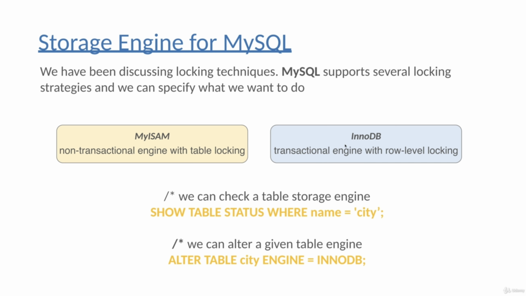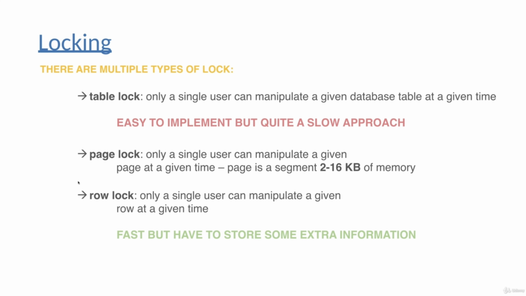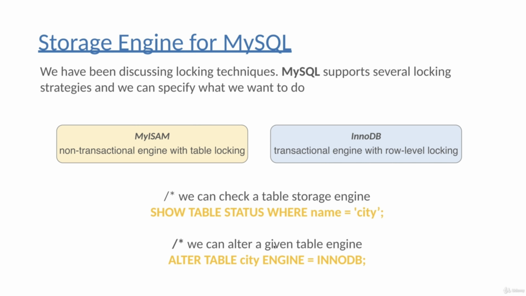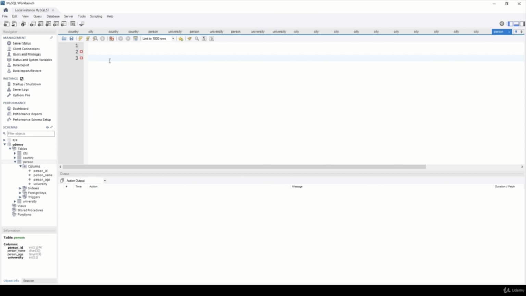which means of course that we are using InnoDB with row-level locking. And of course row-level locking means that only a single session or a single user can manipulate a given row at a given time. It is a fast approach, but it is not that easy to implement because we have to store some additional information. And of course we can alter a given table's storage engine with the help of the ALTER TABLE keywords. Okay, so I would like to show you that it's working fine. I would like to alter the table city.